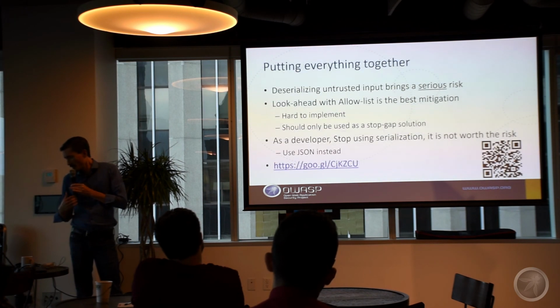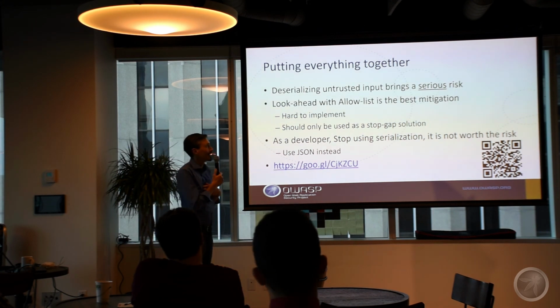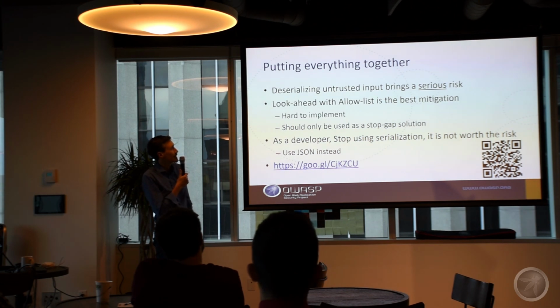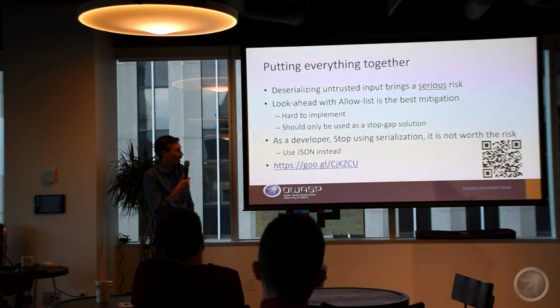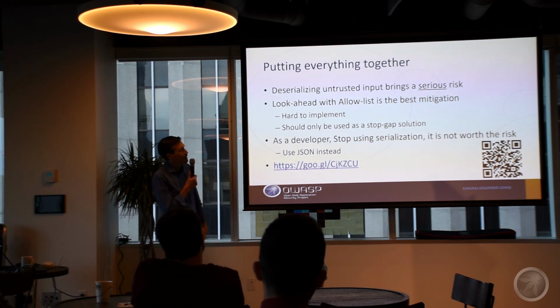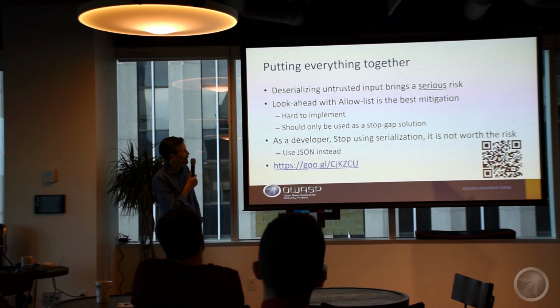And I'm coming to my conclusion here. I hope I was able to convey that using native Java serialization is a serious risk. So just don't do this. I don't think it's worth the risk. If you can use JSON, for instance, instead. But in the meantime, if you're looking for a best mitigation for a stopgap implementation, I would suggest JEP 290 with an allow list process-wide.